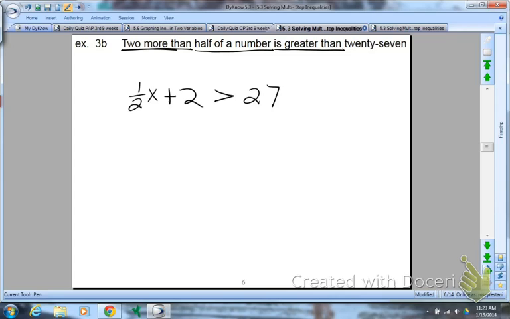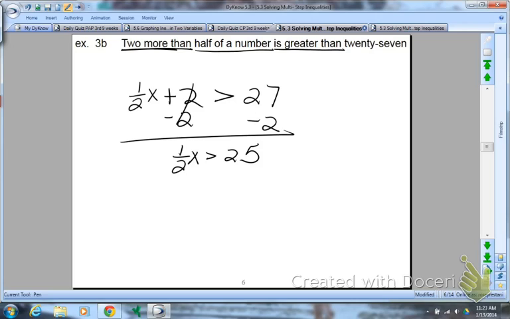To solve, I am going to subtract 2 on both sides. So that's 1/2 x is greater than 25. And then to solve, I'm going to multiply both sides by the reciprocal. What is the reciprocal of 1/2? 2 over 1, or could I just say 2? Yes. So x is greater than 50.